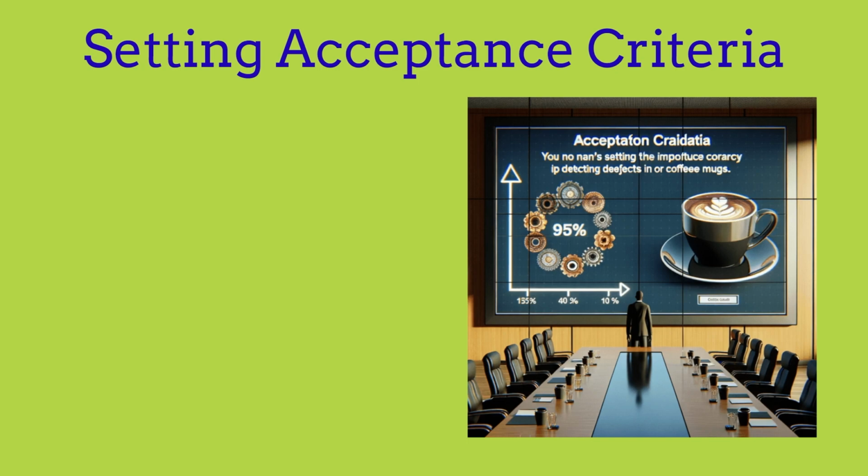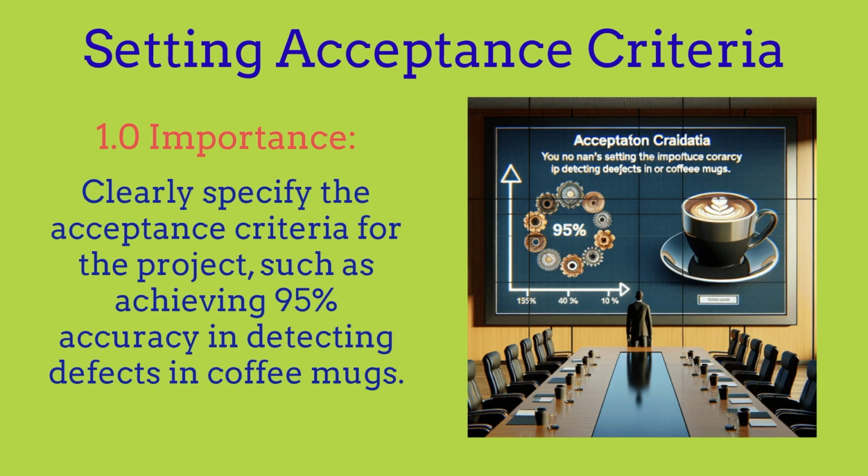Now we're going to talk about setting acceptance criteria. At this stage, you should already have an idea of what your model is. The first thing that's important is to clearly specify the acceptance criteria for your project, such as achieving 95% accuracy in detecting defects in coffee mugs. In our previous part 3, 4, and 5 videos, we talked about machine learning. In this case, we're talking about detecting defects in coffee mugs, such as if they've got scratches or not, or if they have mispainting or things like that. Once we have a model ready, this model is going to tell us if our coffee mug has defects or not.